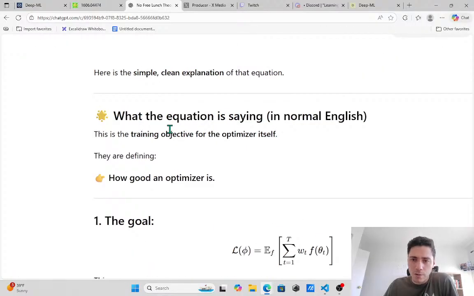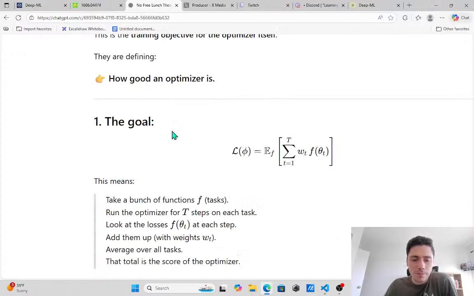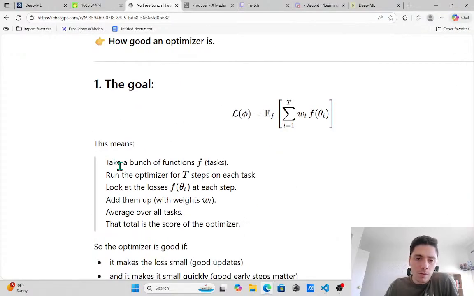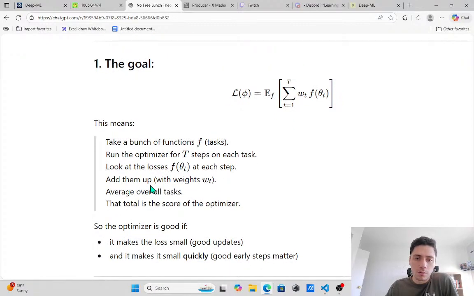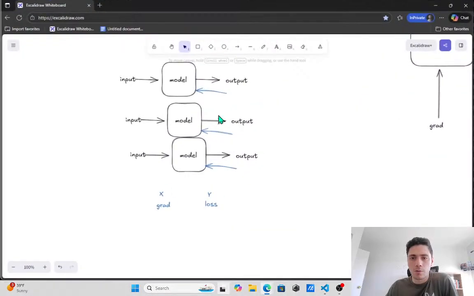Let's read this first in normal English. This means take a bunch of functions, f tasks, and run optimization for t steps on each task. So you're running the optimizer, let's say 100 times, looking at the loss each step and adding them up. So it's similar to this.